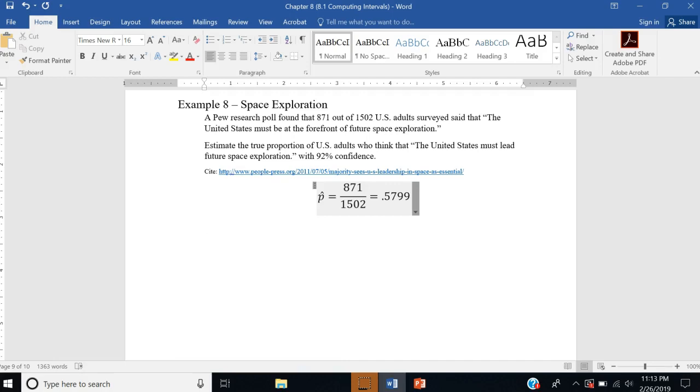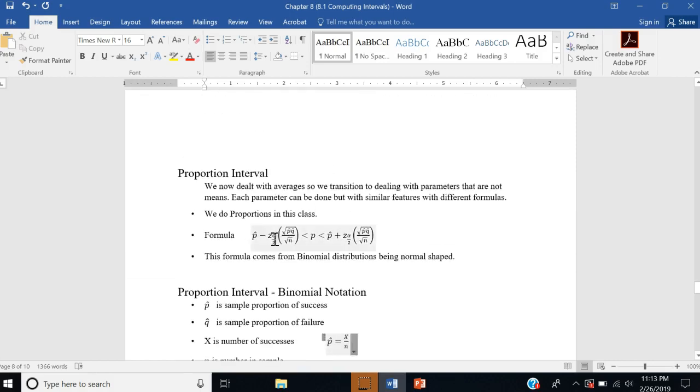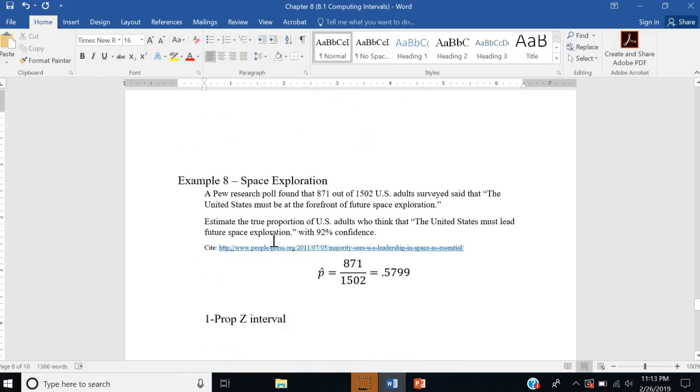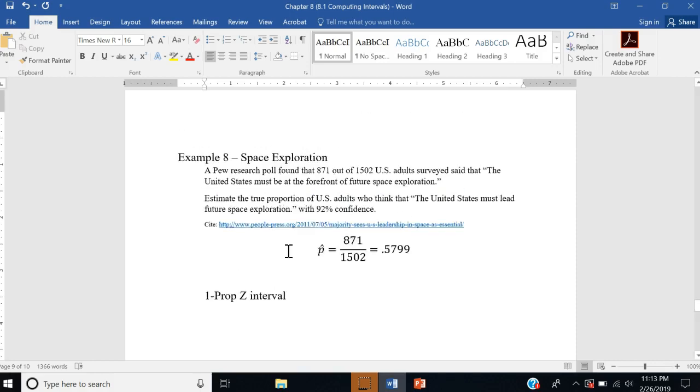Now, we don't want a point estimate because we understand confidence intervals. And when you're dealing with proportions, you're always going to use what's called a 1 prop z interval. Now, why is it a 1 prop z interval? Because we're dealing with one proportion and we're allowed to use z values because that binomial distribution is normally shaped. Again, if we're taking large enough samples, okay, which we are. I mean, we're taking 1,502 adults. That's a pretty big sample.